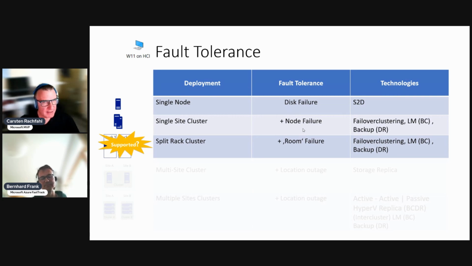So, in my understanding, at the moment, it's not supported, any storage spaces direct design.